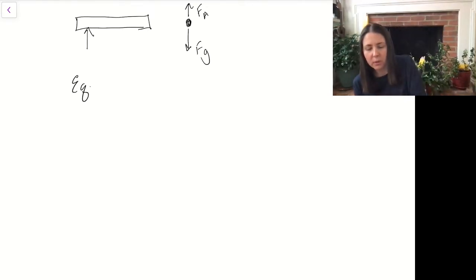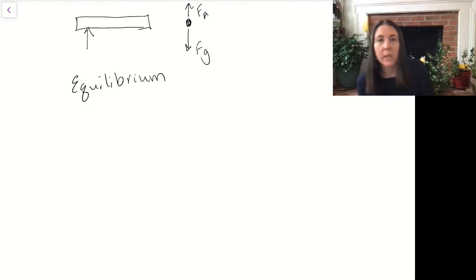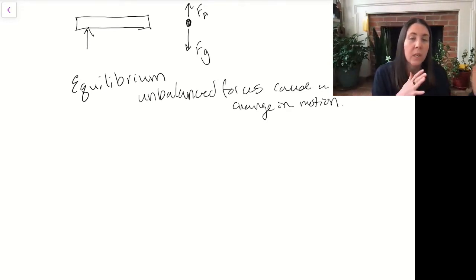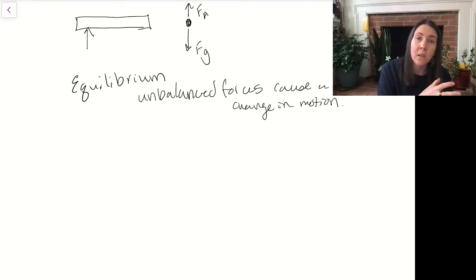So before, when we were talking about equilibrium, we learned that unbalanced forces cause a change in motion. If you push on something and the forces are not balanced, then that object will accelerate. We can have static equilibrium, meaning an object is just sitting there, or dynamic equilibrium, where that object is moving with a constant speed in a straight line.